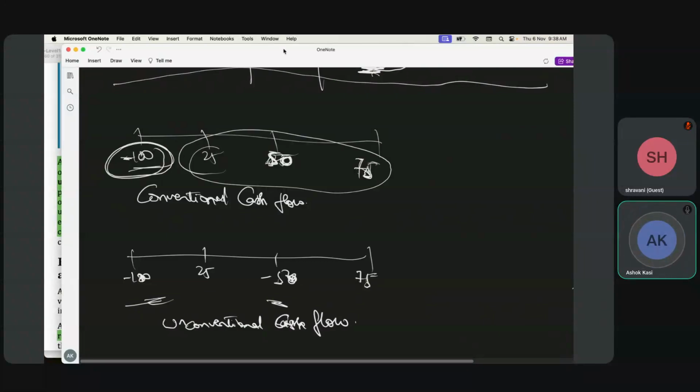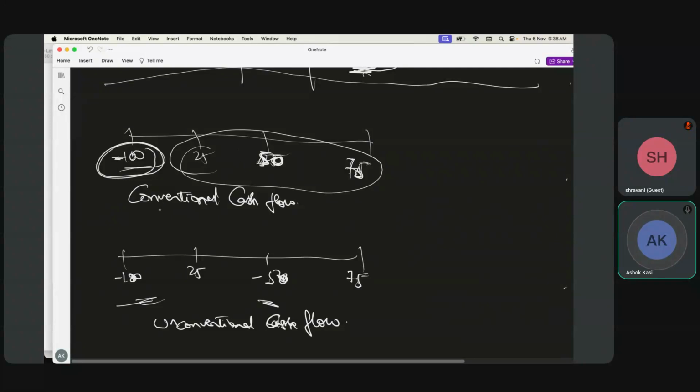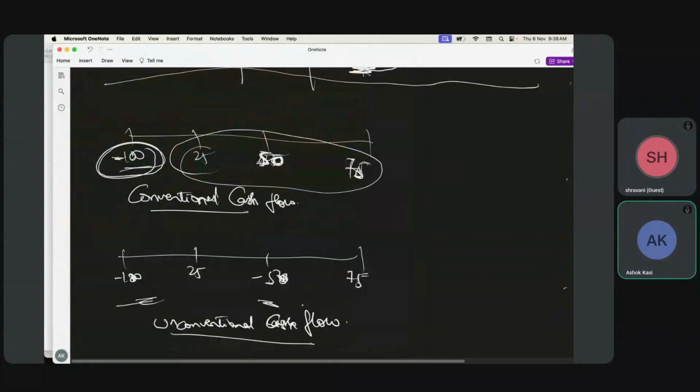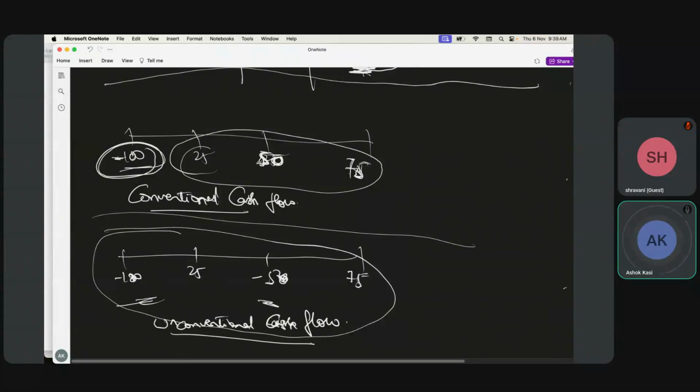Unconventional cash flows. Is it okay? Unconventional. Yes. So unconventional, you will find that we are not doing any sums on unconventional cash flows now. I think it is there on the website or mock somewhere. But by the time you reach there, you will be able to understand.